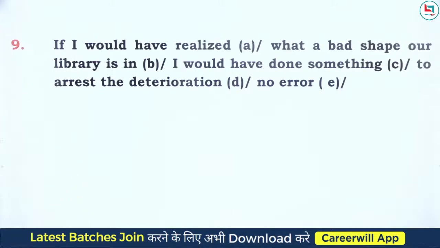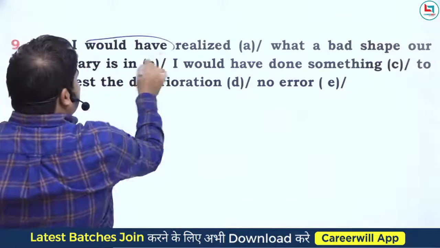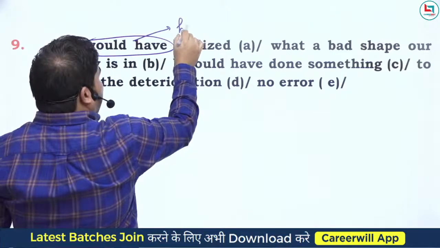If I would have realized what a bad shape our library is in, I would have done something to arrest the deterioration. I would have done something. So the main clause is absolutely fine, but there is a problem in the if clause, that is would have, which is incorrect, and you will correct it by replacing this would have with had.